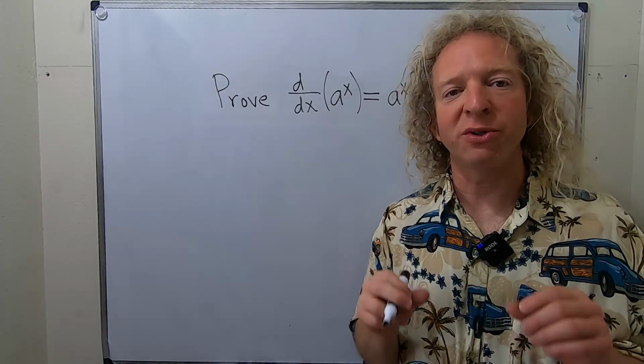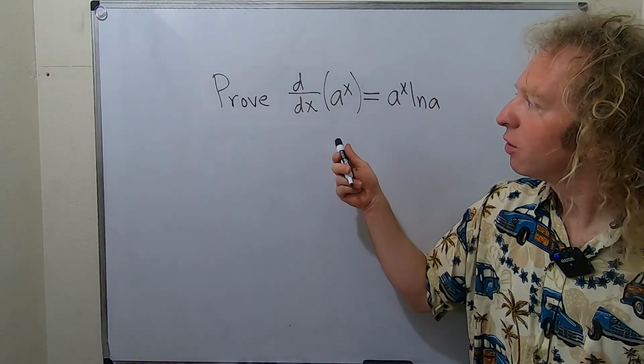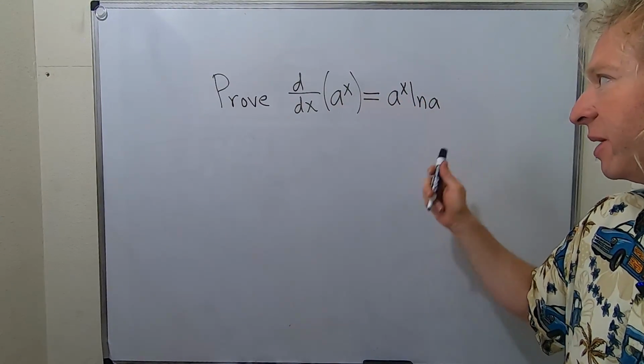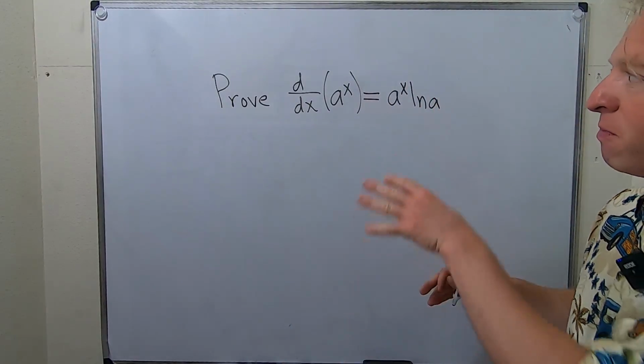In this short video, we're going to go through a brief proof of this property from calculus. We're going to prove that the derivative of a to the x is a to the x times the natural log of a. It's really useful to know how to do this because chances are you might forget this.